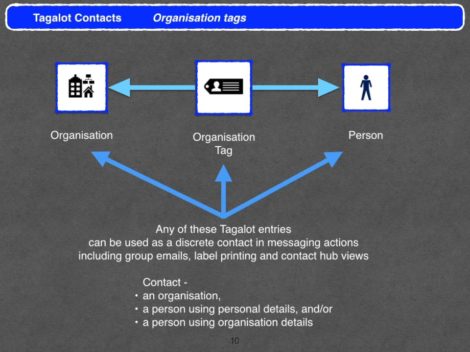All three Tagalot main contact types, person, organization and tag, can be used as a contact for messaging purposes. For example, group emails, label printing, data exports and hub views. Hub views provide quick access to all contact options such as email, VoIP, FaceTime, SMS, calls, etc. In the app, just tap a displayed contact, person, organization or tag to open its hub view.